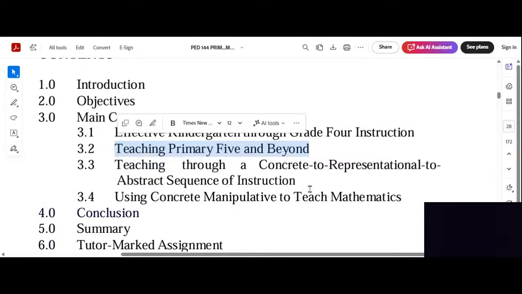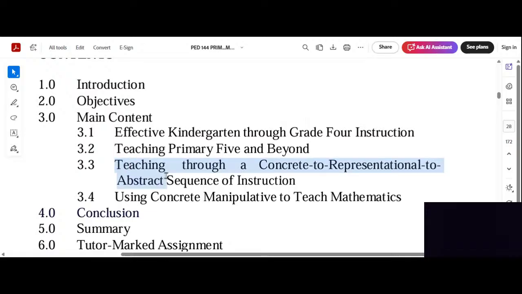Then teaching through a concrete to representational to abstract sequence of instruction. These ones look like Chinese for now, but don't worry, when we get there, we'll break it down. And the last thing we'll look at in this unit is using concrete manipulatives to teach mathematics.